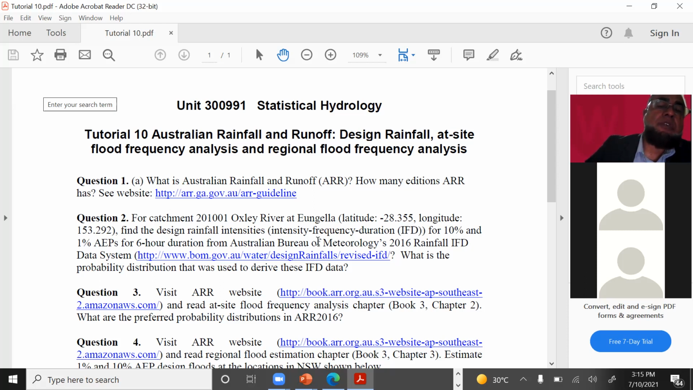So now, can you find out the design rainfall for this catchment by yourself, everybody? So latitude is there, longitude is there. Find the design rainfall intensities for 10% and 1% AEP for 6-hour duration from the Australian Bureau of Meteorology website. Okay, can you do it, everybody? Can you do it, and then I'll see the answer.